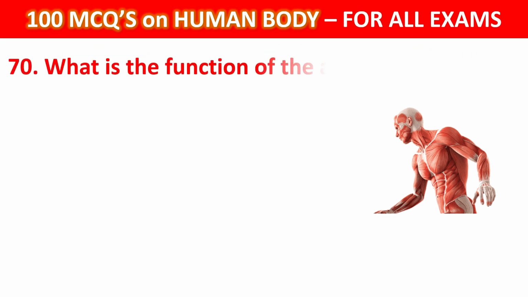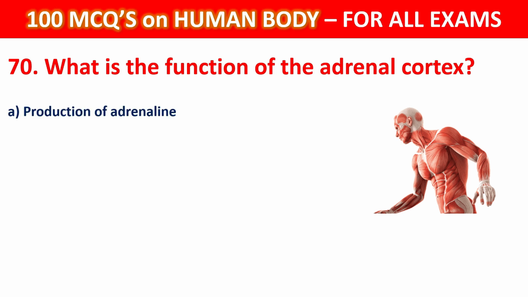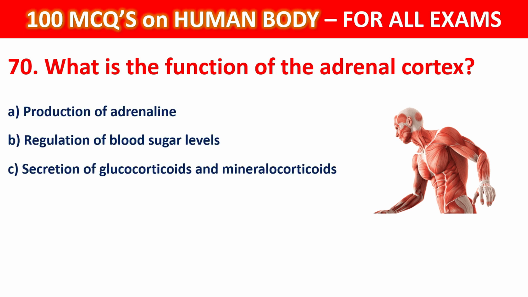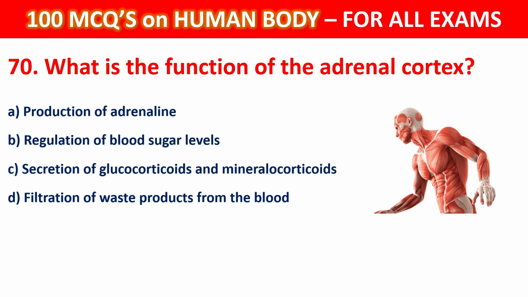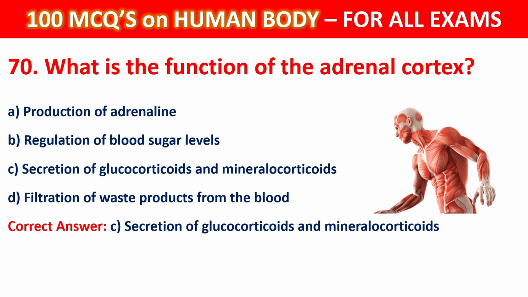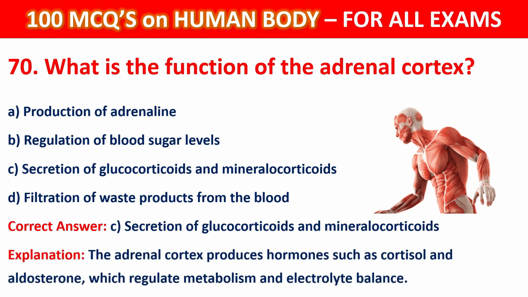Question number 70. What is the function of the adrenal cortex? Your options are production of adrenaline, regulation of blood sugar levels, secretion of glucocorticoids and mineralocorticoids, or filtration of waste products from the blood. The correct answer is secretion of glucocorticoids and mineralocorticoids. The adrenal cortex produces hormones such as cortisol and aldosterone, which regulate metabolism and electrolyte balance.